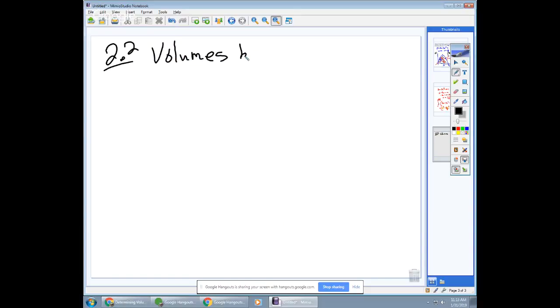Volumes by slicing. And we're going to get really fancy. We're actually going to spin and slice, kind of like ninja in 3D. I don't like that. But we'll start off just slicing. Yeah, totally ninja math. So first example we're going to look at is a pyramid.